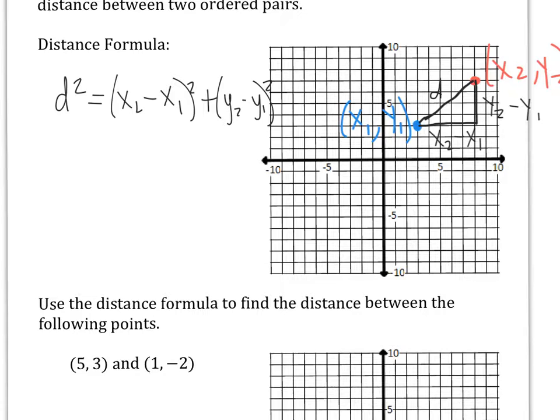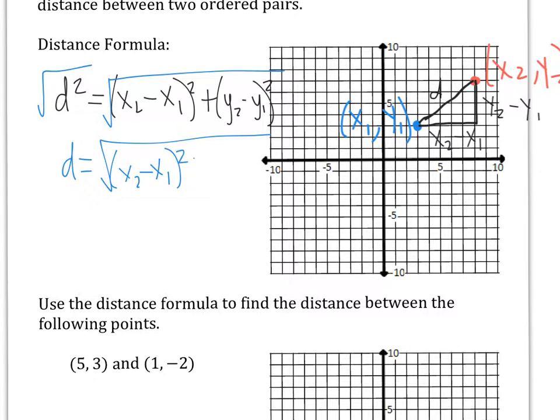And so if we take the square root of both sides, I have to take the square root of the other side too, we end up getting d equals the square root of x2 minus x1, the quantity squared, plus y2 minus y1, the quantity squared.